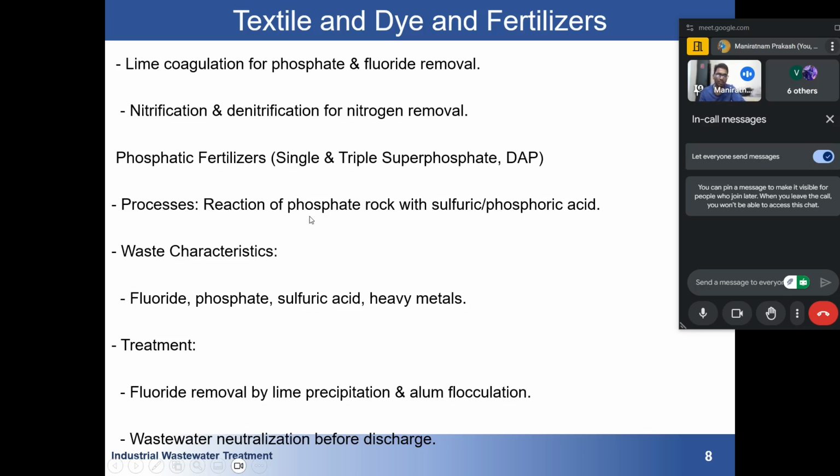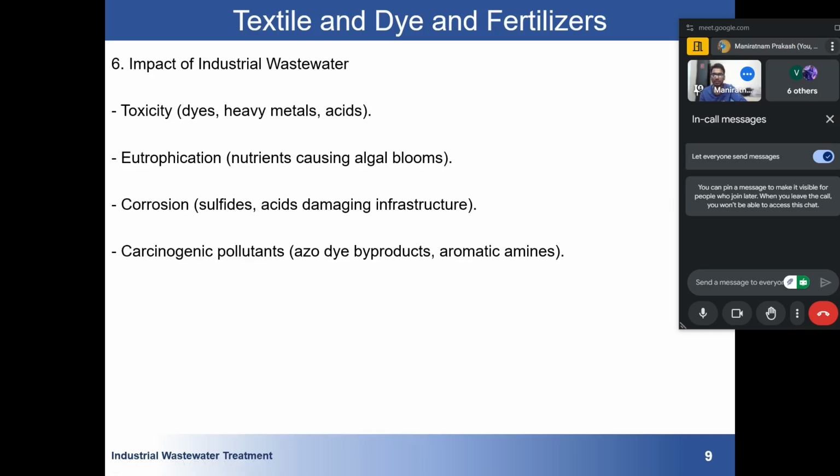Here also there is a range of pH. We have already seen the impact of this type of wastewater: toxic, eutrophication, corrosion, carcinogenic. So we have to treat it. The sixth point says that we have to treat this wastewater, else it will cause these problems. So this was just a small overview.